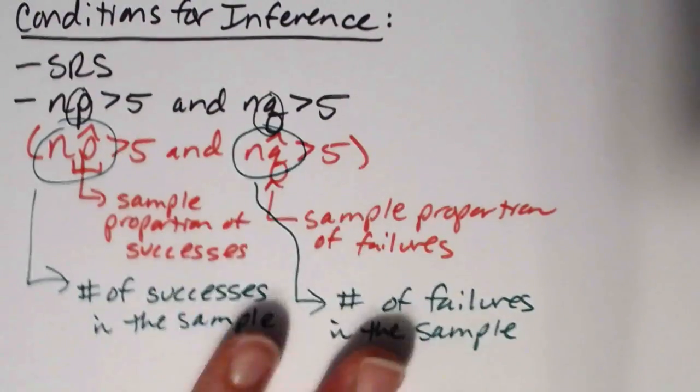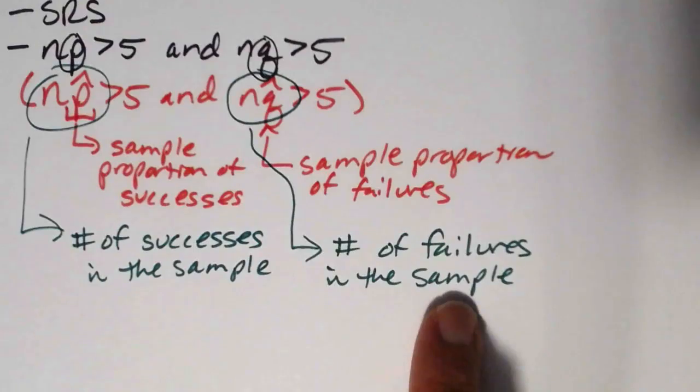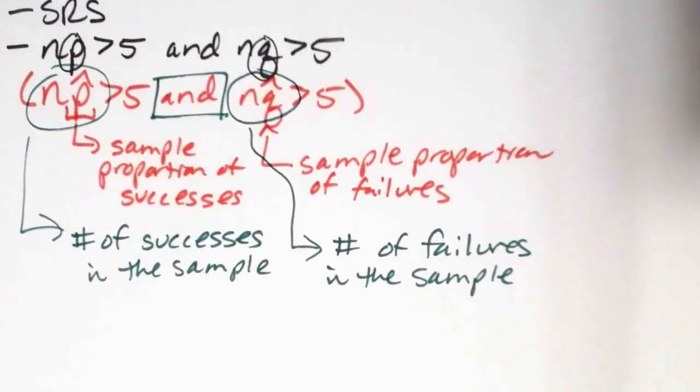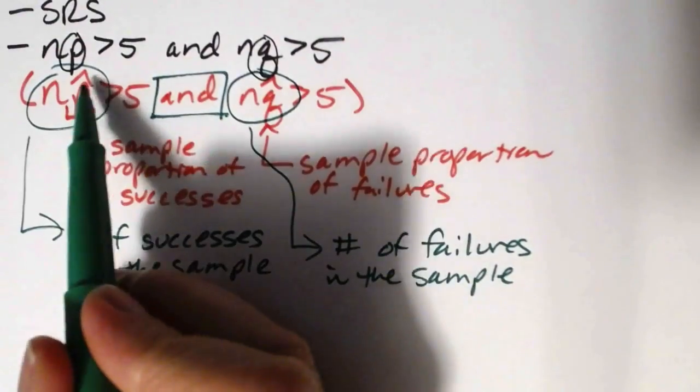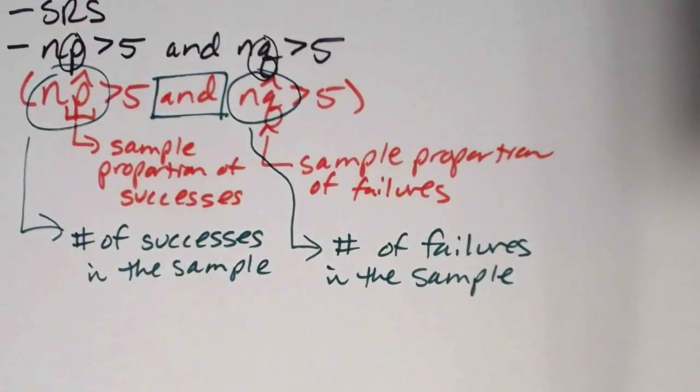Okay, so that's what I need to check. I need a simple random sample. I need more than 5 successes and more than 5 failures in the sample. And notice that this is an and. Okay, this is not an or. And these are also not greater than or equal to. They have to be strictly greater than. Okay, so that's what we're looking at here.